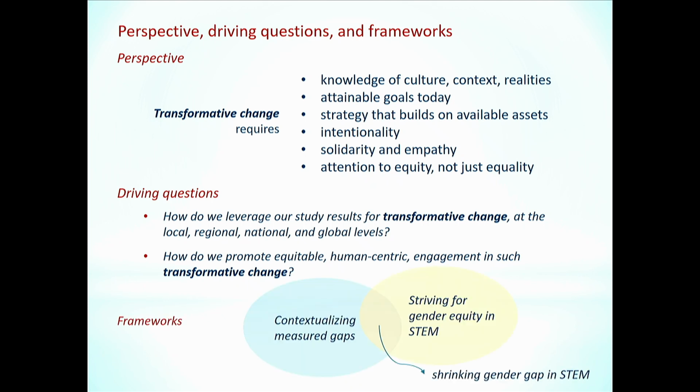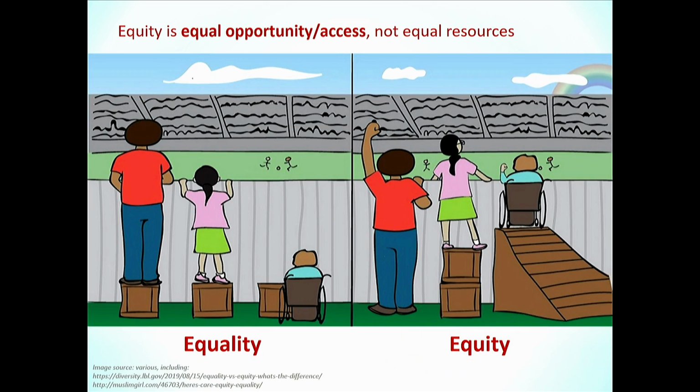And the sort of framework that I like to think, the broader context in which the project sits from the perspective I'm talking from, is an intersection of several things, but I'll simplify them to two here. This idea of contextualizing measured gaps, like the gap that the project is seeking to measure, and the striving for gender equity in STEM. So in the middle lies the question of shrinking this gender gap in STEM, which is one of the hopes of this project.